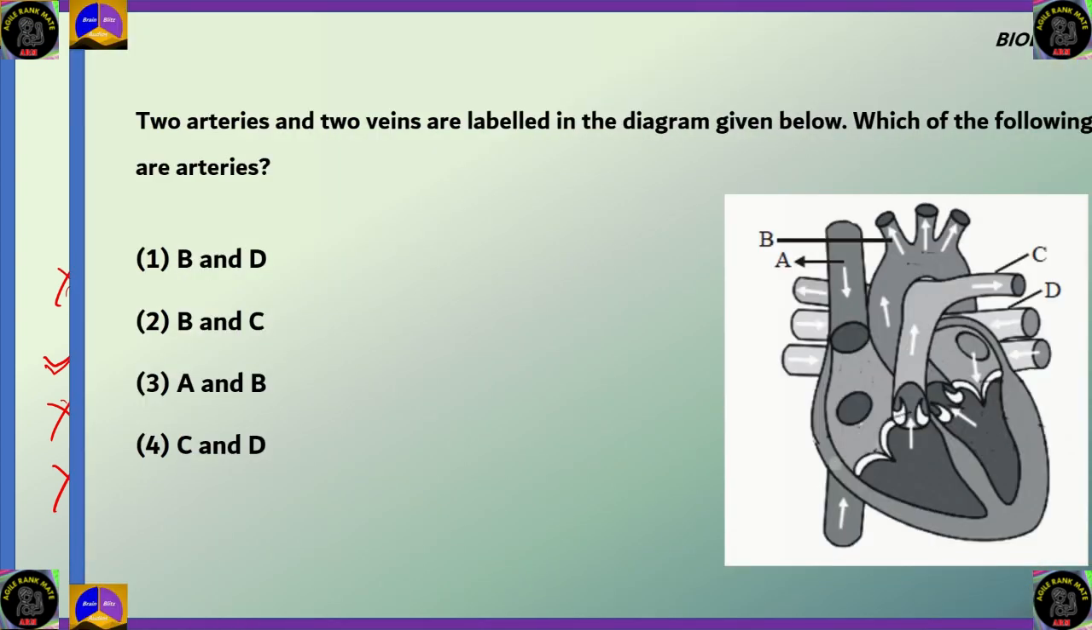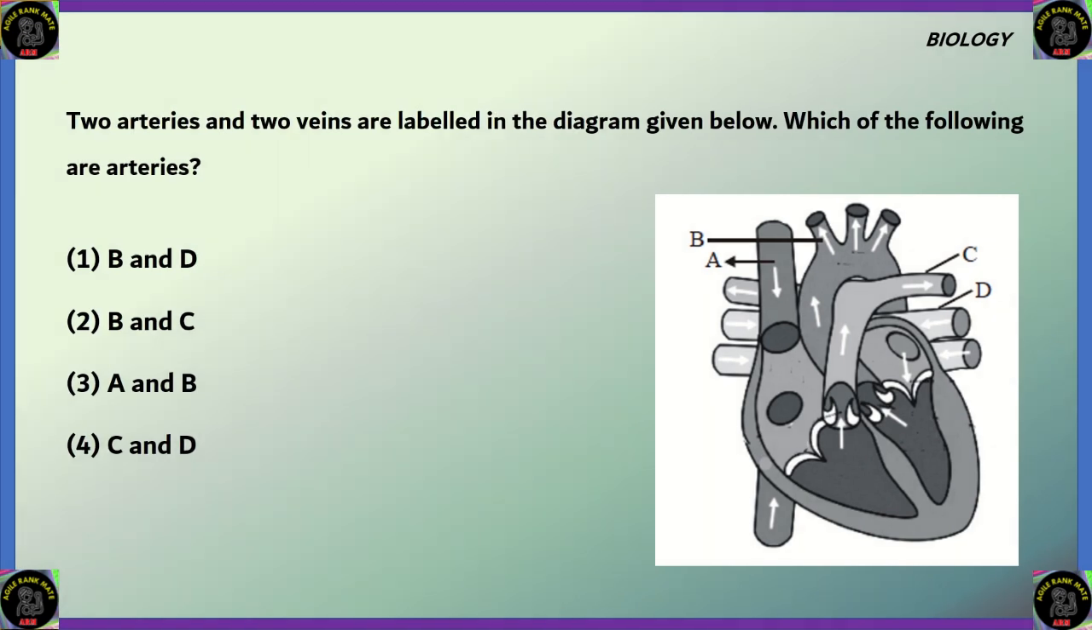Now let's move on to the next question, which is on biology. 2 arteries and 2 veins are labeled in the diagram given below. Which of the following are arteries? So in this, we have to understand the concept of arteries in order to answer this question. We need to understand that arteries are not the same as the vessels carrying oxygenated blood. Generally, arteries are the ones which carry oxygenated blood, but not always.